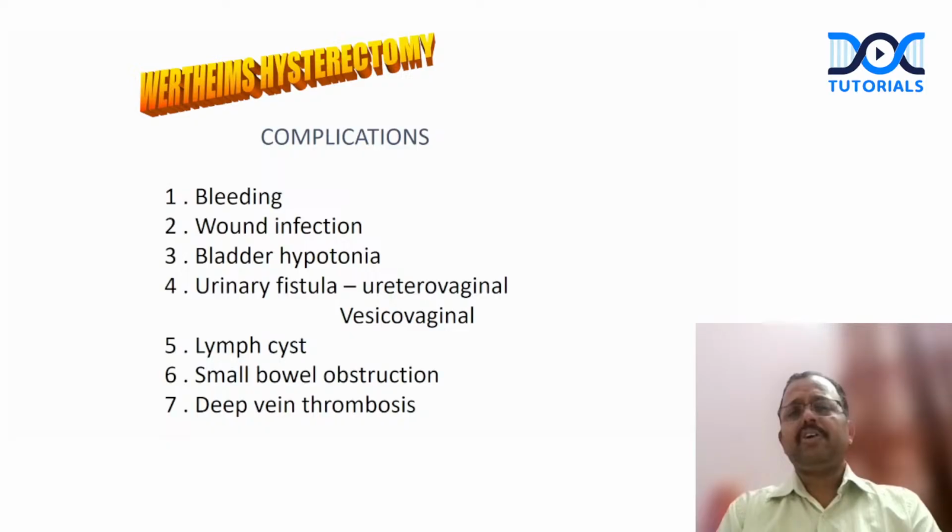So whenever we talk about a Wertheim's hysterectomy, it is also important to discuss the preparation of these patients. So how do you prepare these patients for a major procedure like Wertheim's? You have to make sure that you avoid a deep vein thrombosis. So we usually start low molecular weight heparins, usually about 8 to 12 hours.